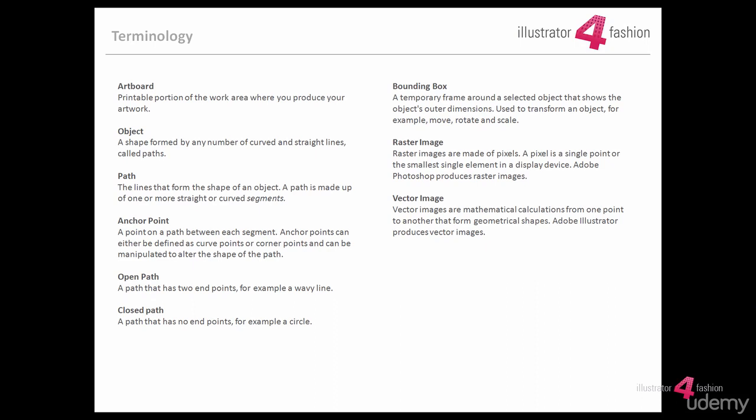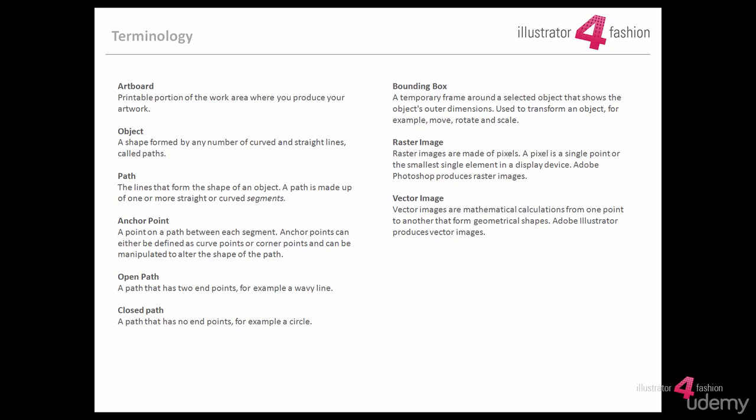Artboard, a printable portion of the work area where you produce your artwork. Object, a shape formed by any number of curved and straight lines called paths. A path, the lines that form the shape of an object. A path is made up of one or more straight or curved segments. Anchor point, a point on a path between each segment. Anchor points can either be defined as curve points or corner points and can be manipulated to alter the shape of the path. Open path, a path that has two endpoints, for example a wavy line. Closed path, a path that has no endpoints, for example a circle.